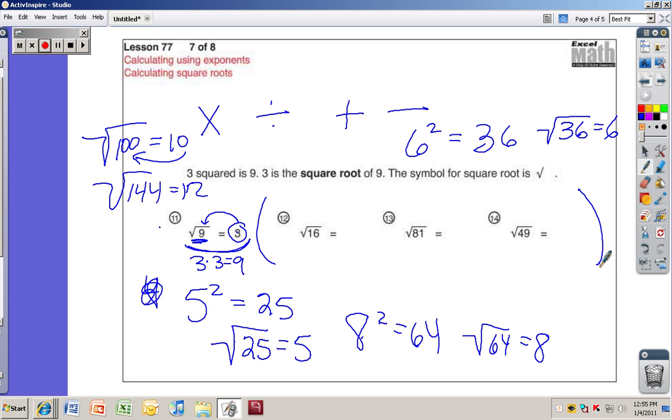Okay, Emma's going to do the next 3 answers for us, 12 through 14. See if you have the same answers that she does. The square root of 16 is 4, because 4 times 4 is 16. The square root of 81 is 9, because 9 times 9 is 81. And the square root of 49 is 7, because 7 times 7 is 49. All right, Emma. And that's the end of the lesson, so thanks for watching us.